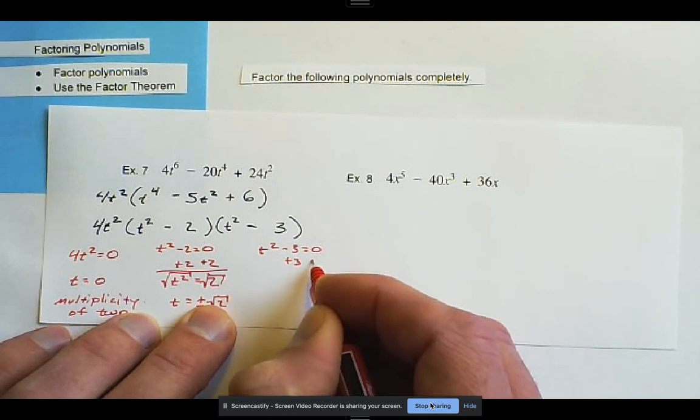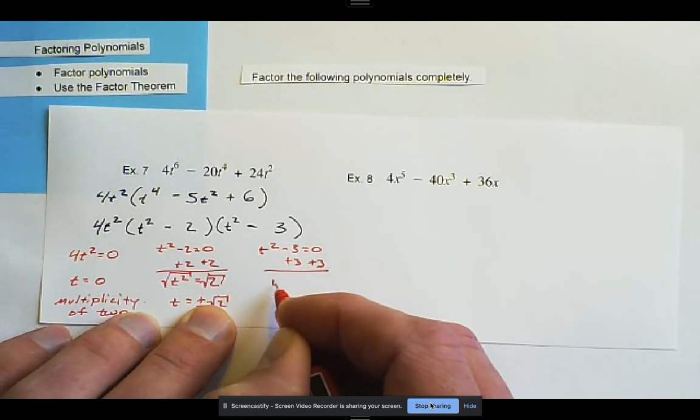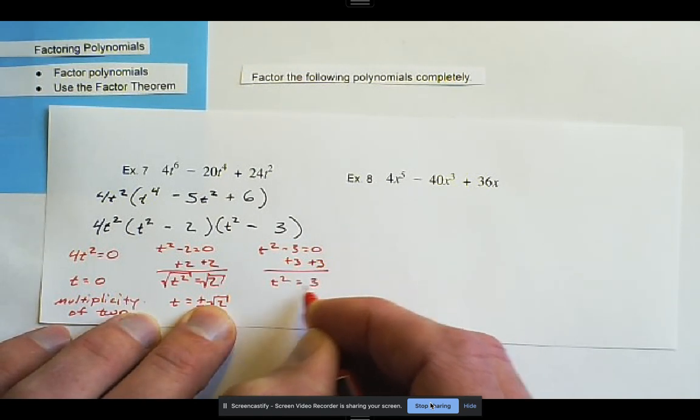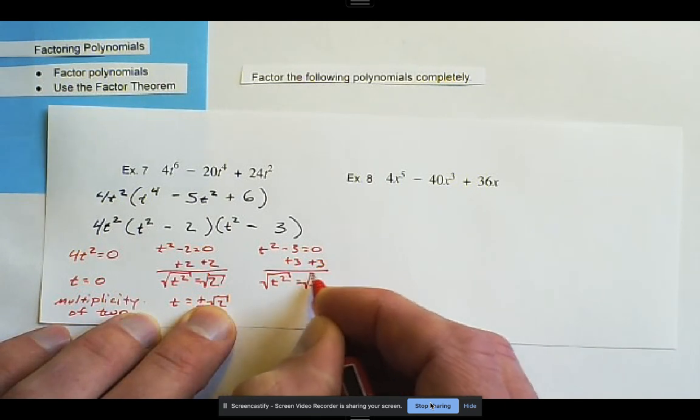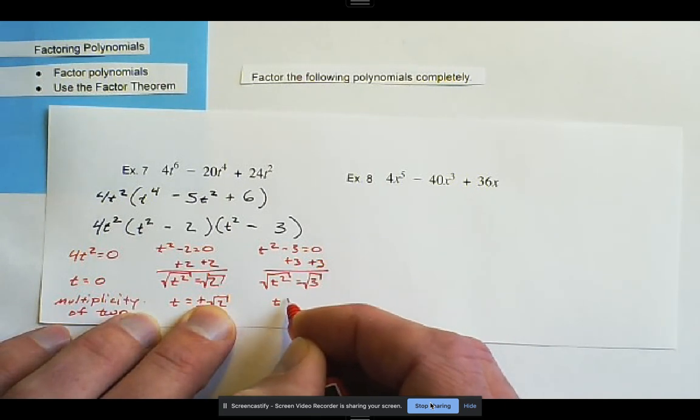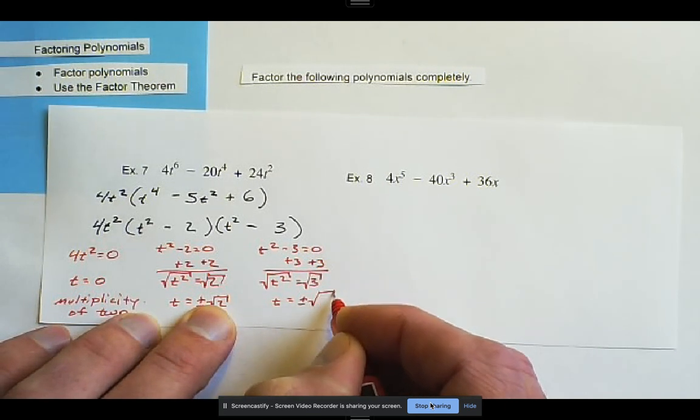And then the last one we have t squared minus 3 equals 0. So we add 3. And we get t squared is equal to 3. Take the square root, and we get t is equal to plus or minus the square root of 3.